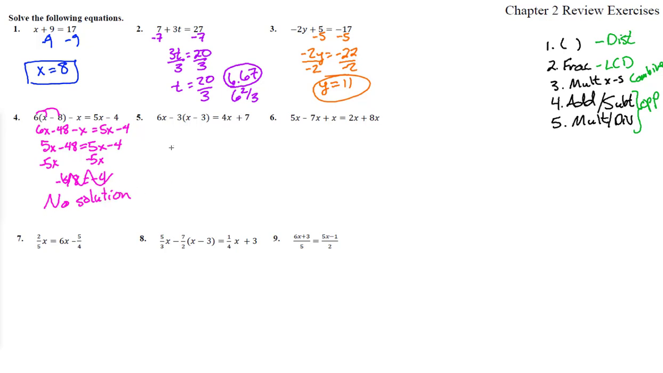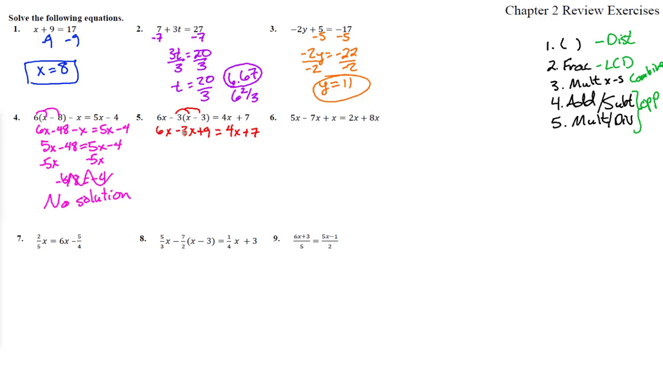All right, number 5. Step number 1, do we have any parentheses? Yes, so take this and jump it in. Now notice that minus and that 3, they stick together like white on rice. We have 6x minus 3x, but negative 3 times a negative 3 is a positive 9 equals 4x plus 7.